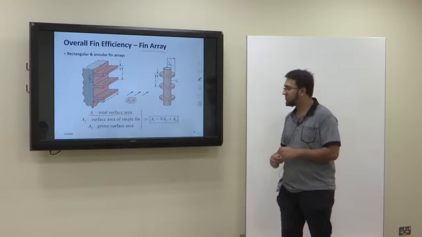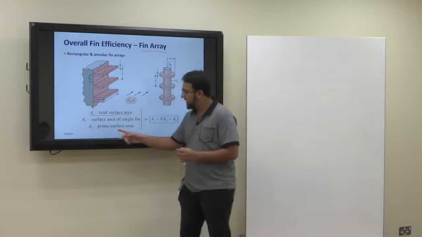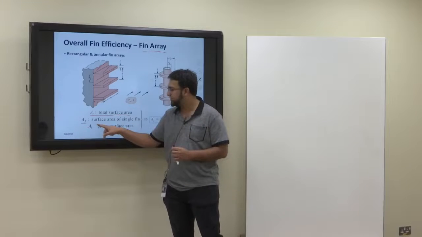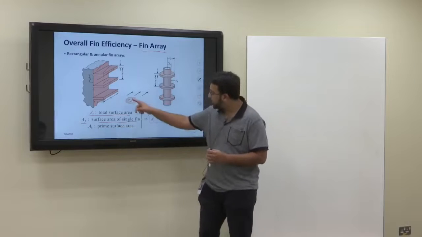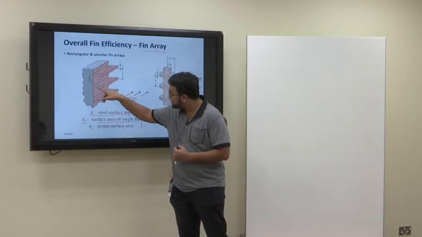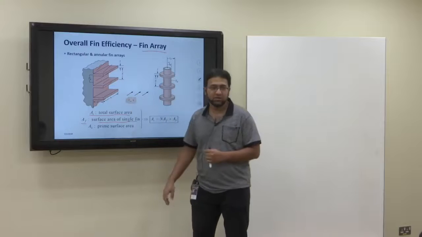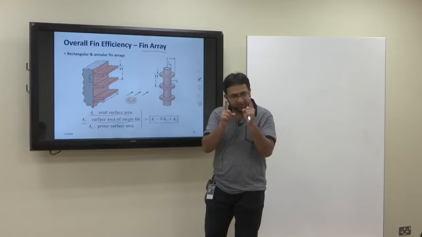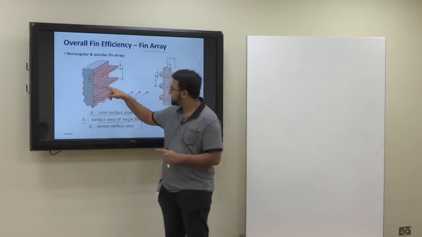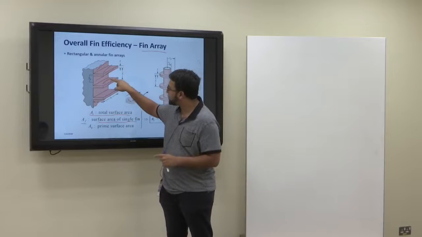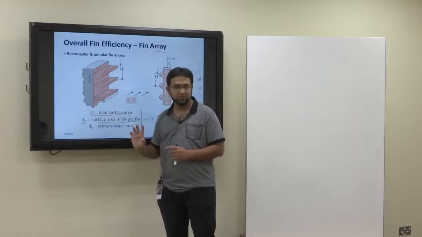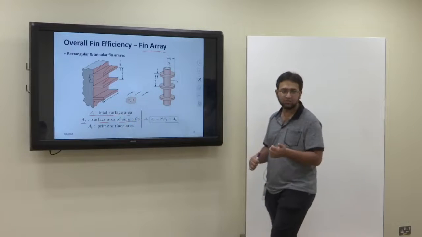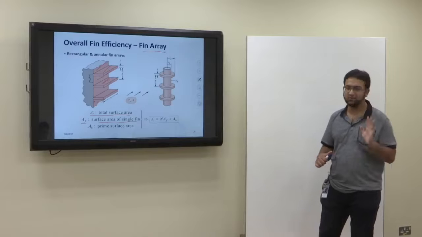Then we have another terminology, AF, which is the surface area of a single fin. If we take any one fin, what is the surface area of that one fin? For example, in the case of the straight fin, it will be the top area, the bottom, and the sides. That will be the surface area of heat transfer for that single fin.